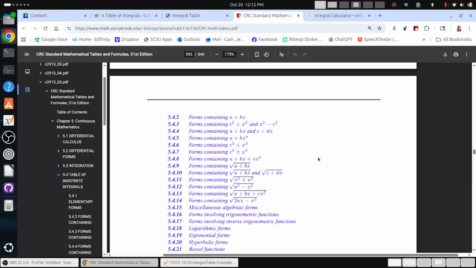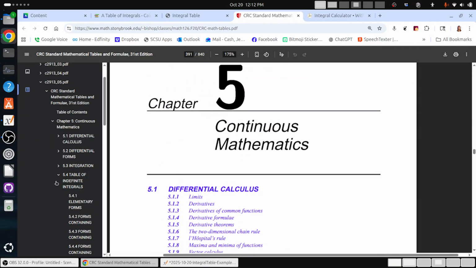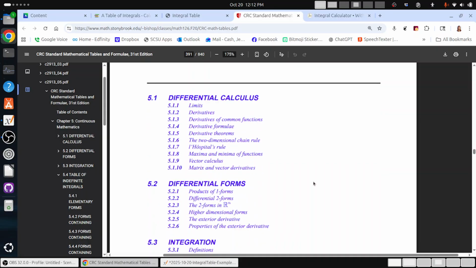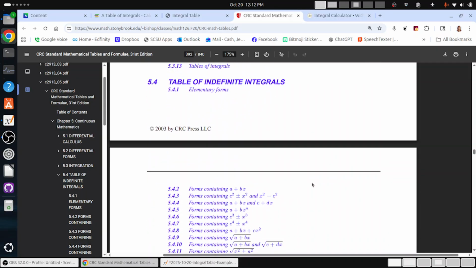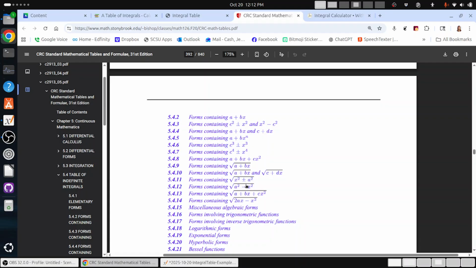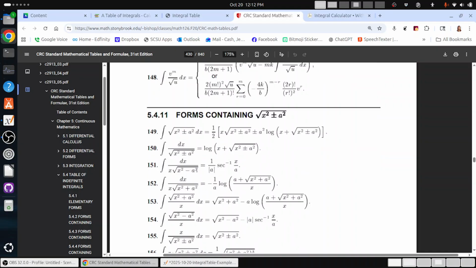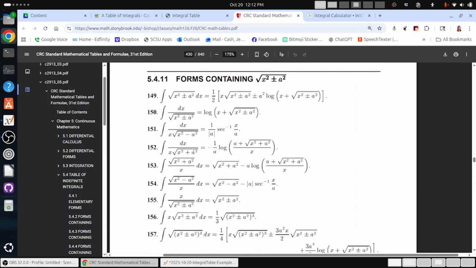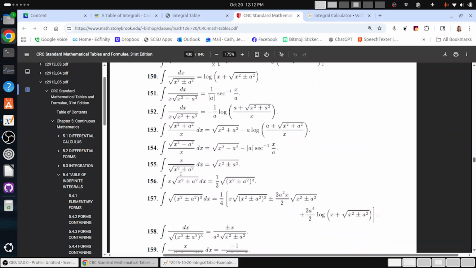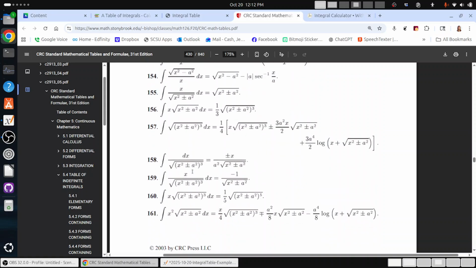So let's go over to that CRC table. And again, in this particular one, we've got an interactive table of contents over here. So we go down to the table of indefinite integrals, and it's got a section on forms containing x squared plus or minus a squared. So I come down there and I'm looking again. I need an x on the top, but oh, that's just the one. Here I've got some that are starting to look a little bit more like mine.